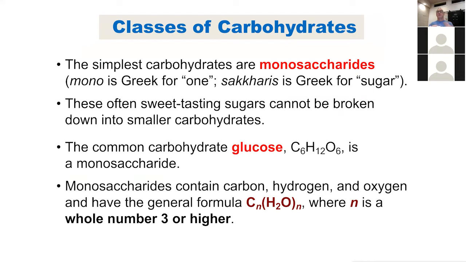So the simplest carbohydrate, as I mentioned, is monosaccharide. And as usual, we have either the Greeks or the Romans to thank for the names. Mono, Greek for one. Saccharis is Greek for sugar, so monosaccharis becomes monosaccharides. They can't be broken down into smaller carbohydrates.